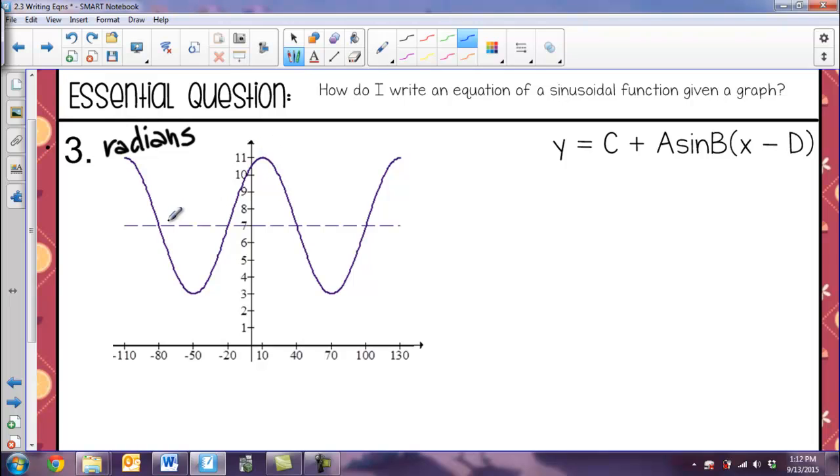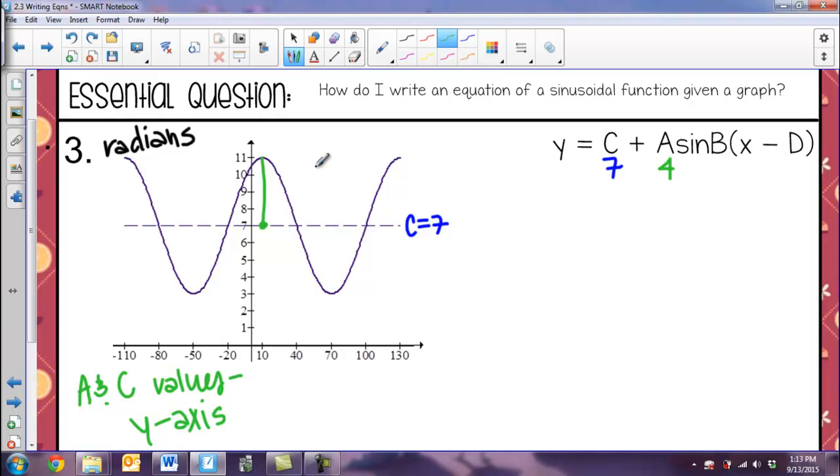So again, just go left to right. So my C value, where did it go up to? C is now 7 because the sinusoidal axis went up. Then my A value, how high did it go up? So if I take a middle point and go up to a high point, I look and that went 1, 2, 3, 4. So if you notice, A and C values go with your y-axis. You're looking and you're seeing how high did it go up from 0.